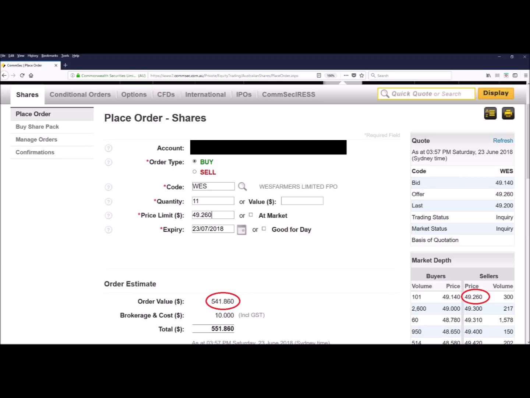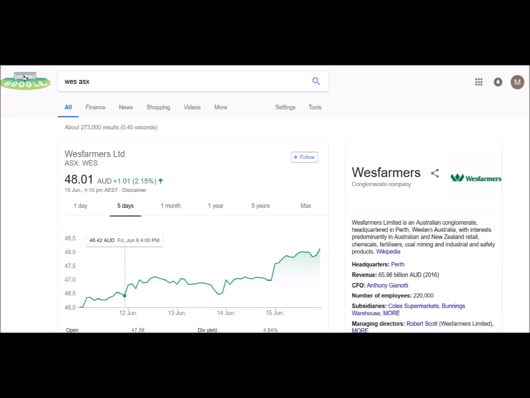My main research tool I use is Google. Just by typing in WES ASX in the search bar, I get all the information I need about Wesfarmers with a graph of visual aid over the 5 years period.